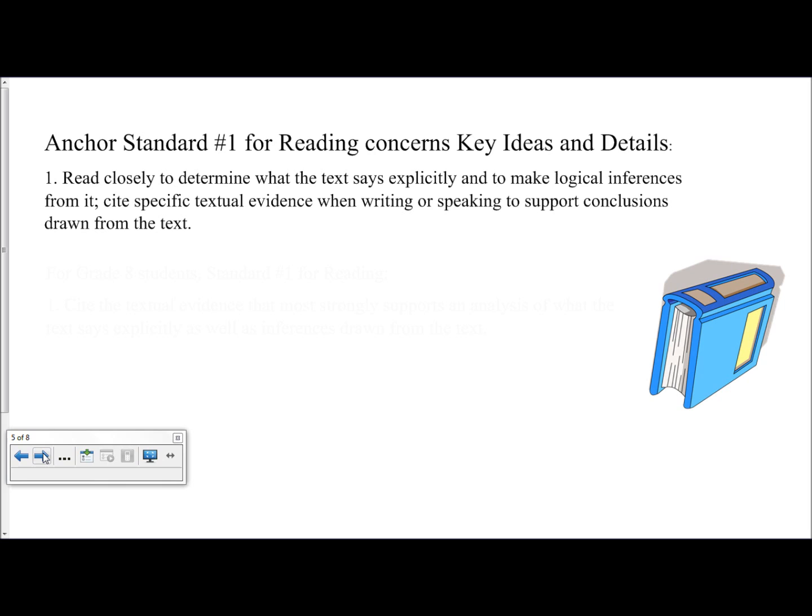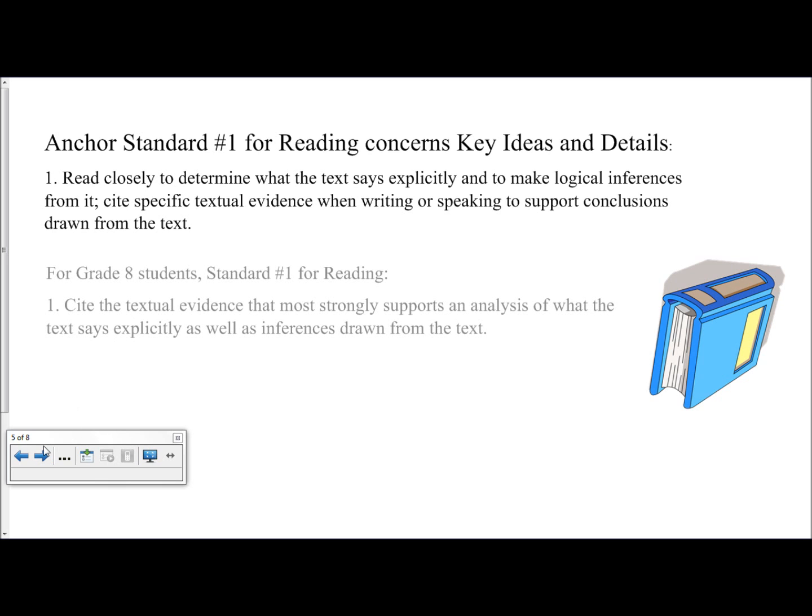Anchor standard number 1 for reading concerns key ideas and details. Read closely to determine what the text says explicitly and to make logical inferences from it. Cite specific textual evidence when writing or speaking to support conclusions drawn from the text.